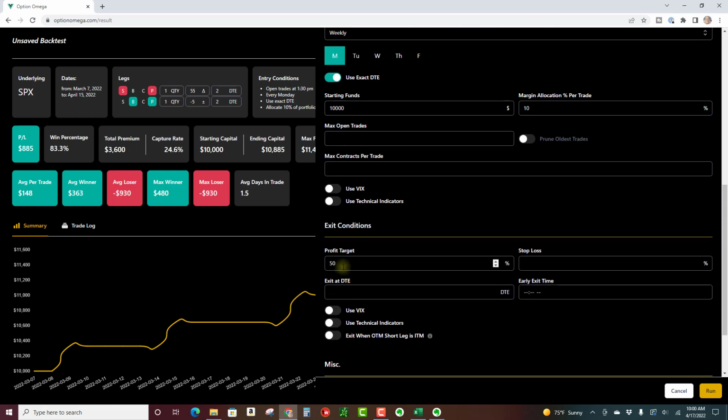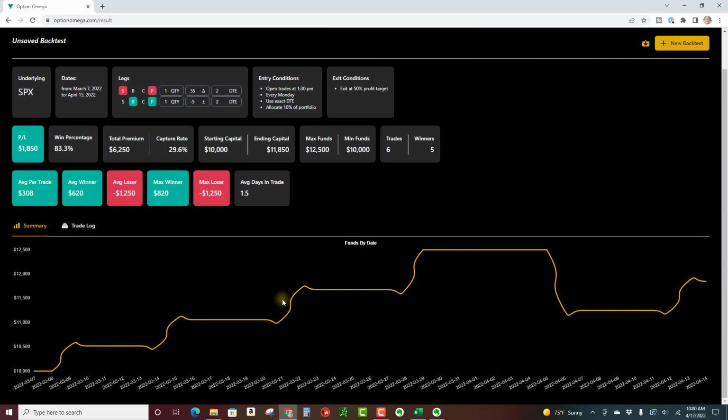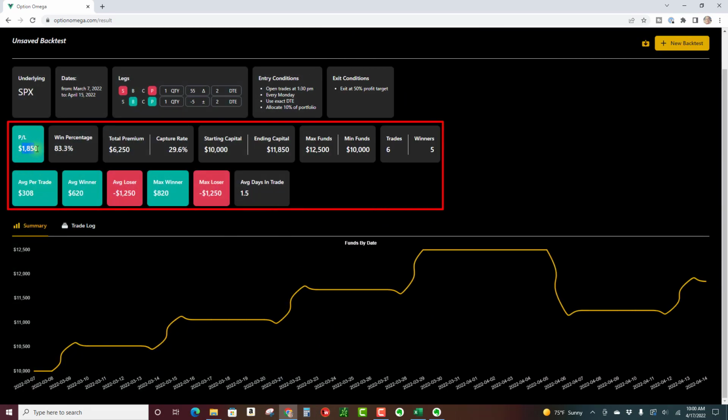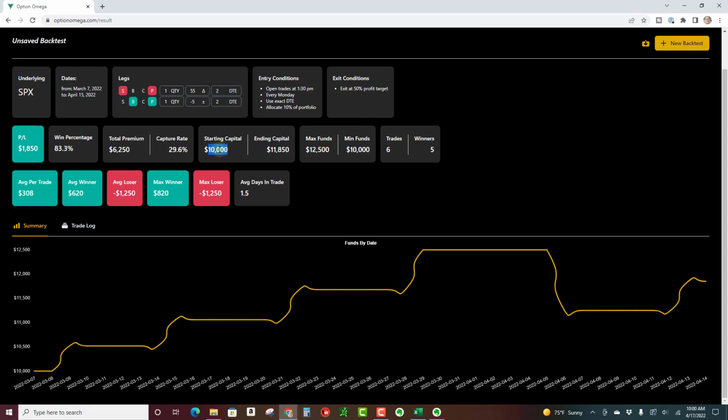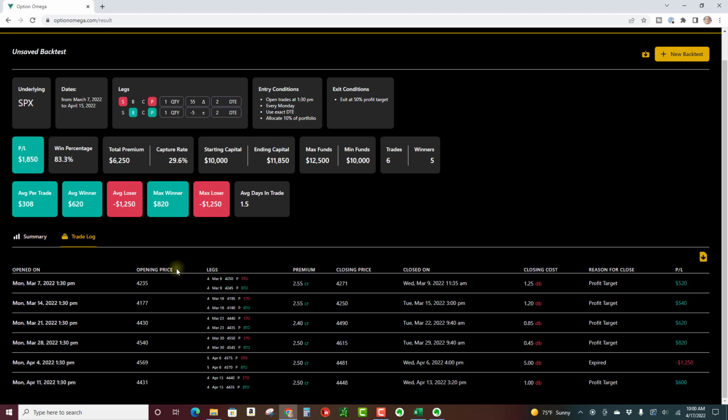And again, we're going to take the same time. We're going to do 50% profitability. Taking profits at 50%. And now what happens is, you're actually making even more money. So of our $10,000 allocation, less commissions, remember, we're actually pulled in $1,800. Same win rate, right? Same 5 out of 6 trades. Let's look at the trade log.